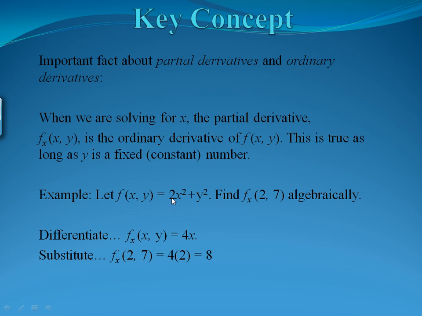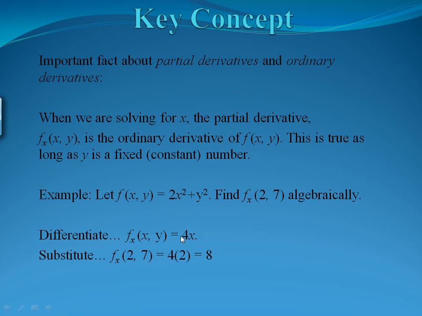So the first term, 2x squared. x is our variable, so when we take the derivative, the 2 comes down, multiplies the 2 in front, giving us 4x. The second term, y squared, doesn't have any x's in it, which means that this is just a constant, and the derivative of a constant is 0. So this term actually disappears. So our general first derivative, the partial derivative with respect to x, is just 4x.